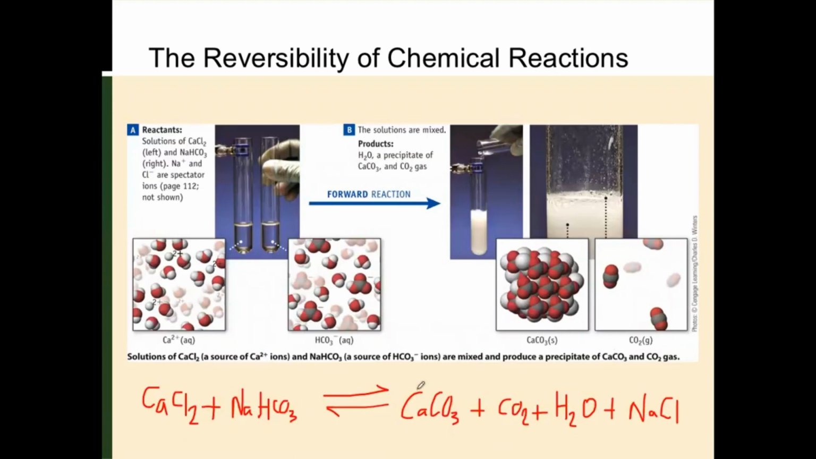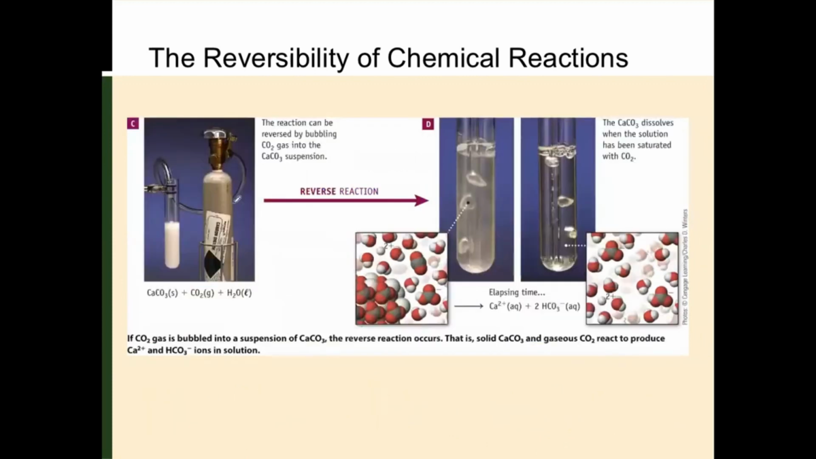So this reaction, as I've drawn here with the arrows, is reversible. Simply by bubbling CO2 gas back into this, we can dissolve calcium carbonate. So here we have calcium carbonate plus CO2 plus water. We also have our sodium and our chloride ions, but those are what are called spectator ions, and they don't actually do anything in the reaction. So what's going to happen here is that we bubble carbon dioxide from our carbon dioxide tank, and this is bubbled into our calcium suspension.